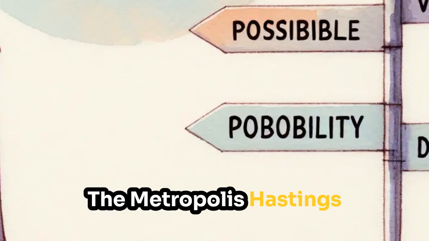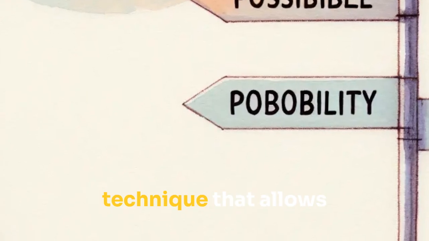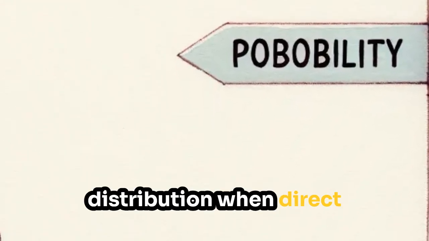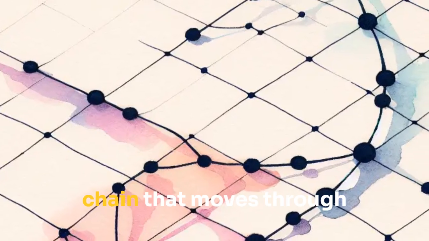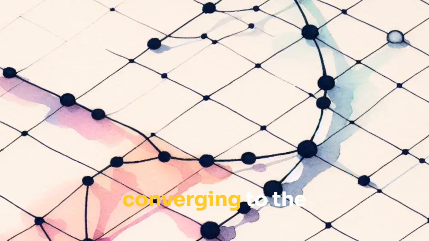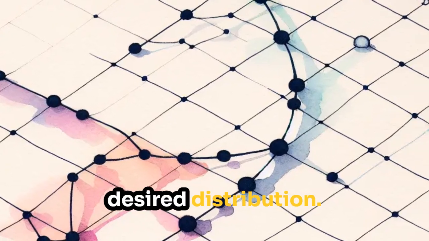The Metropolis Hastings algorithm is a sampling technique that allows us to generate samples from a probability distribution when direct sampling is difficult. It does this by constructing a Markov chain that moves through the space of possible values, gradually converging to the desired distribution.